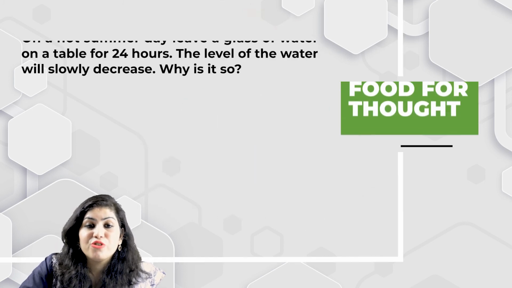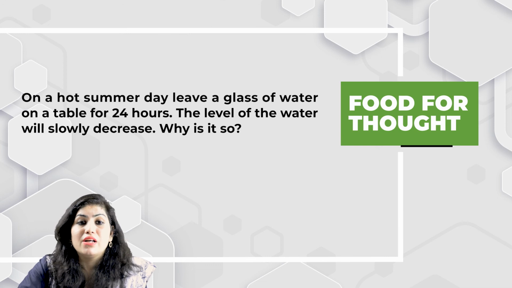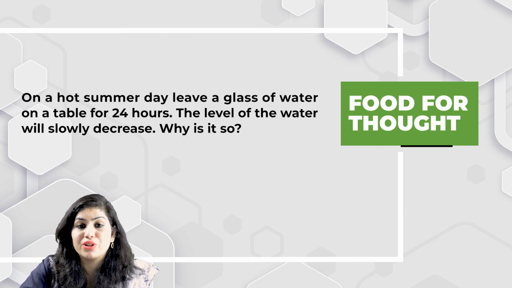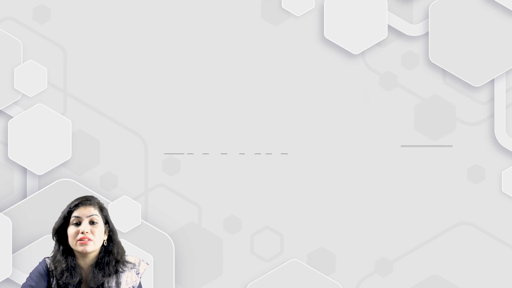So, food for thought. On a hot summer day, leave a glass of water on a table for 24 hours. The level of the water will slowly decrease. Why is it so? Just think about it and write your answer in the comment box.